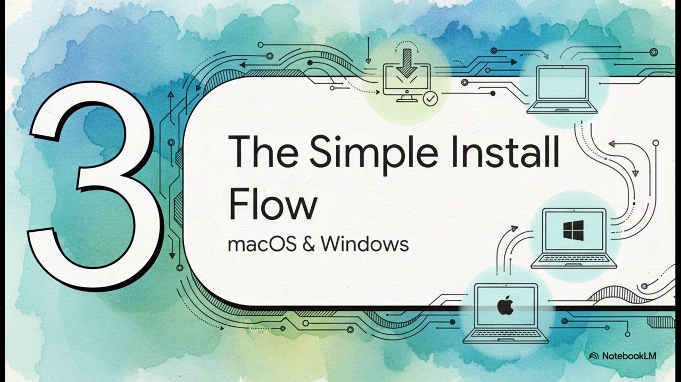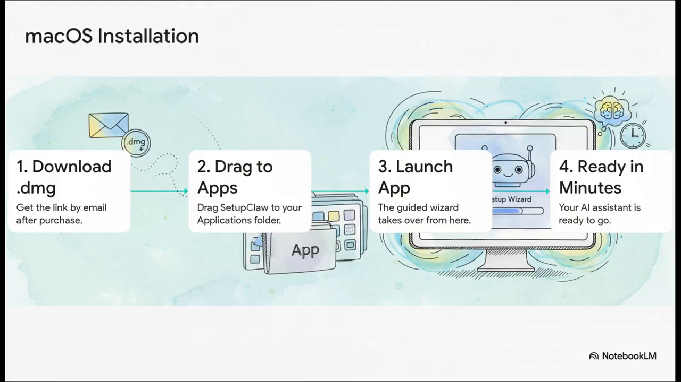Let's actually walk through the installation process, because this really builds on that promise of simplicity. For anyone on a Mac, this is going to look incredibly familiar. After you buy, you get an email with a link to a DMG file. You open it up, you drag the app icon over to your applications folder, and that's literally it. You launch it, and the friendly wizard takes over from there.